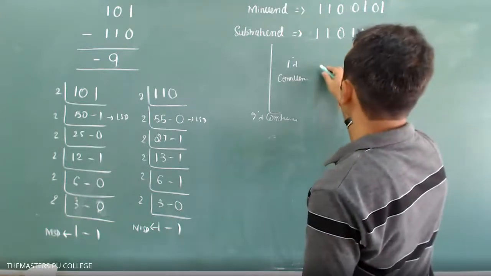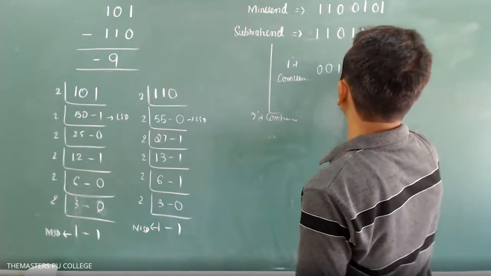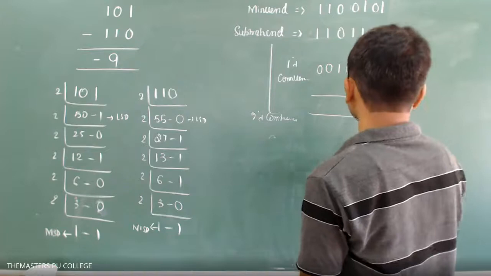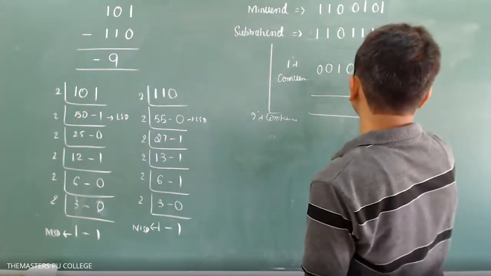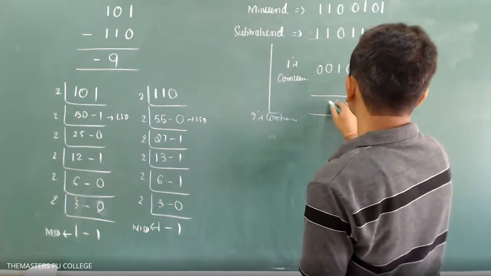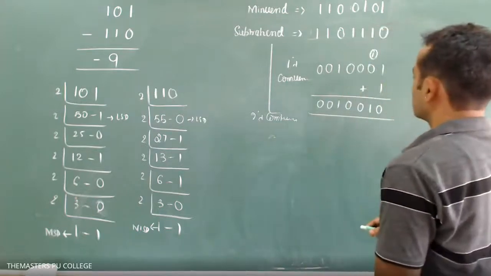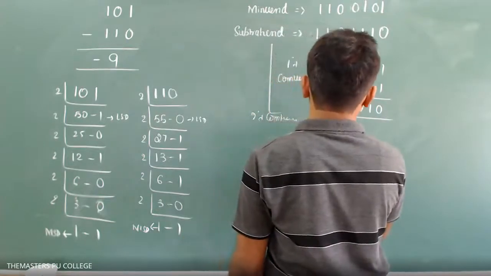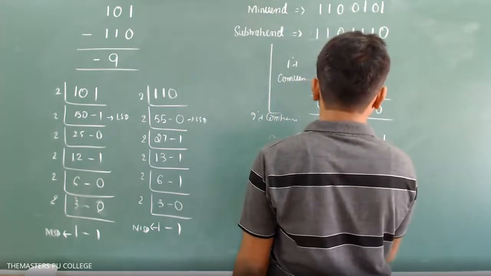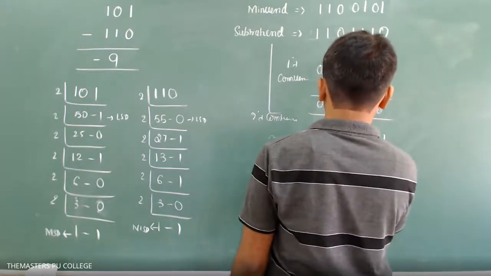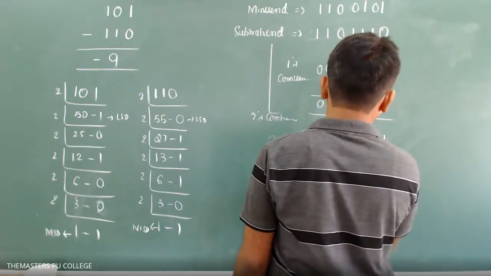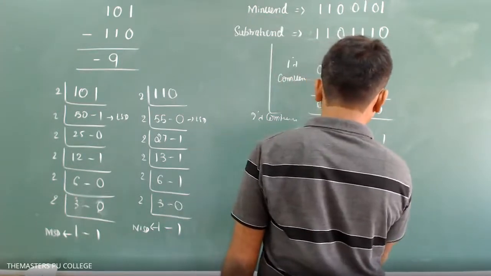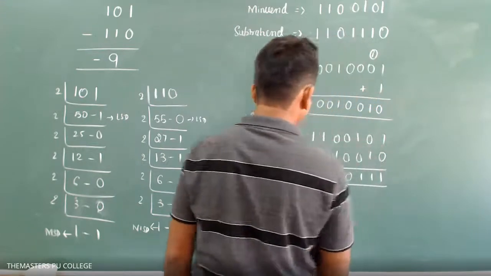Okay, so we make it 1's complement first. 0 1 0 0 0 1 plus 1, add with this, 0 1 0 0 1 0 0. Okay, so and then you add with this 1 1 0 1 and 1 0 1. So 0 0 1 0 0 1 0. Okay, sorry. 1 1 1 0 1 1 1.